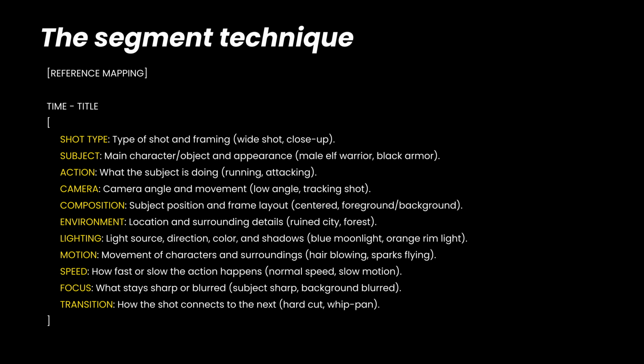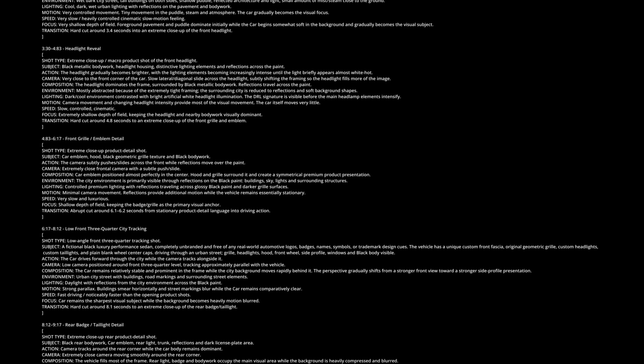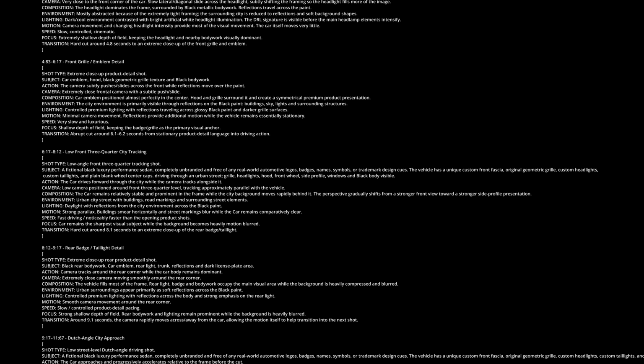Now let's look into the segment technique formula. First of all, the prompt techniques mentioned in this video have a mandatory step, which is, if you have reference assets, you have to mention them in the prompt as I told you before. Then you write the segment time, the title, and underneath it, you write all the segment details, the shot type, the subject, the action, the camera, the composition, the environment, the lighting, the motion, the speed, the focus, and the transition. And here is an example of how the prompt should look like. If we run this in Higgsfield, this is going to be the result.